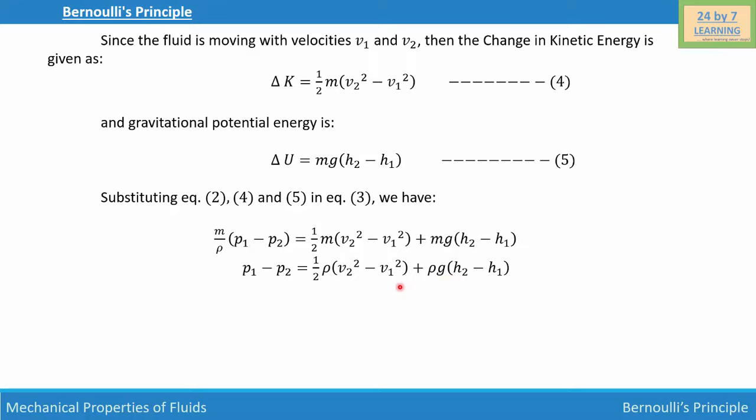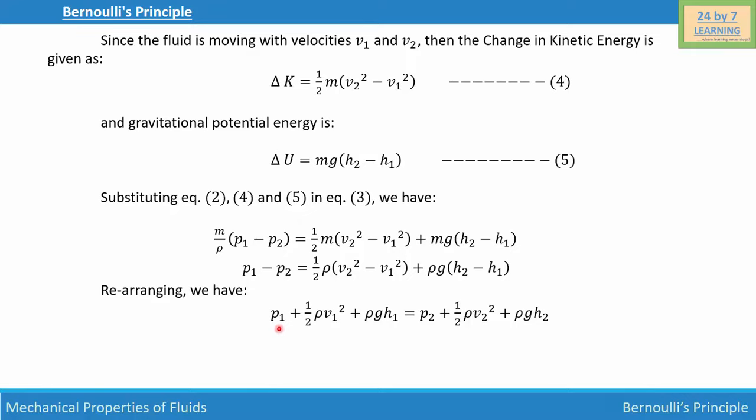What we need to do is consider all the terms with 1 on one side and all the terms with 2 on the other side. So let's rearrange, and if we do that, we will write P1 plus 1 over 2 rho v1 square plus rho g h1 is equal to P2 plus 1 over 2 rho v2 square plus rho g h2, which simply means that this term is constant or the same for all the points on the tube.